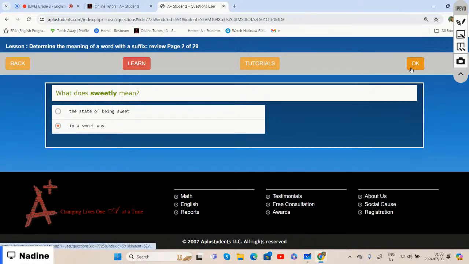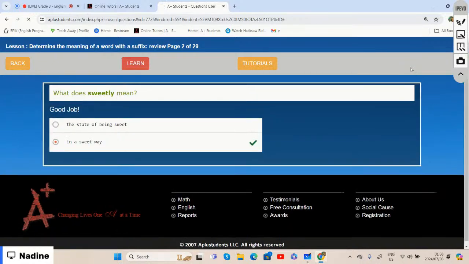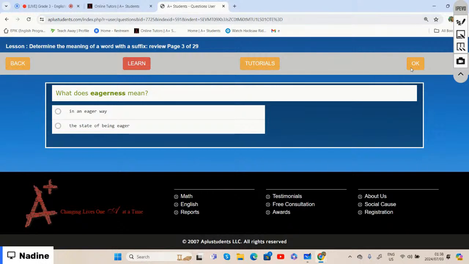So can you also see how the suffix changes the meaning of a specific word, right? Because you will have the same word, which is the base word, but then you'll have a different suffix at the end of that word, and then it changes the meaning of that word, right? So look at eagerness. Is eagerness in an eager way, option one, or the state of being eager, option two?